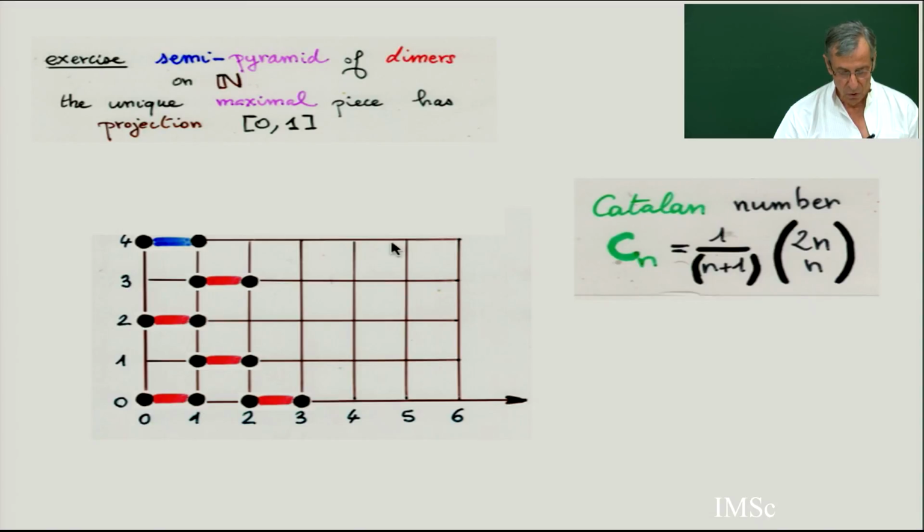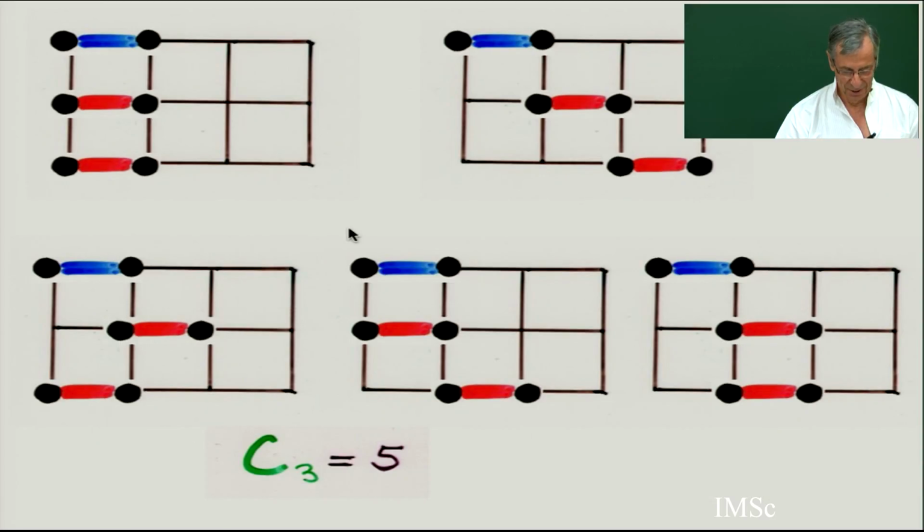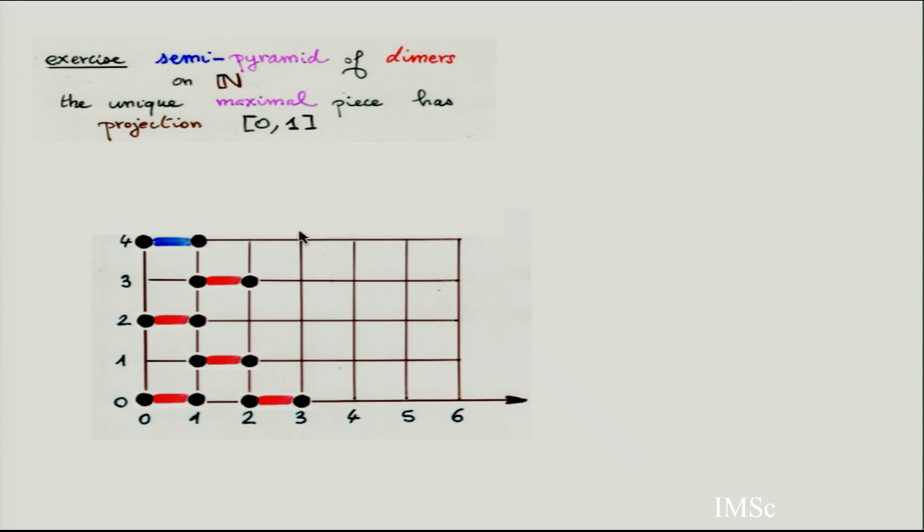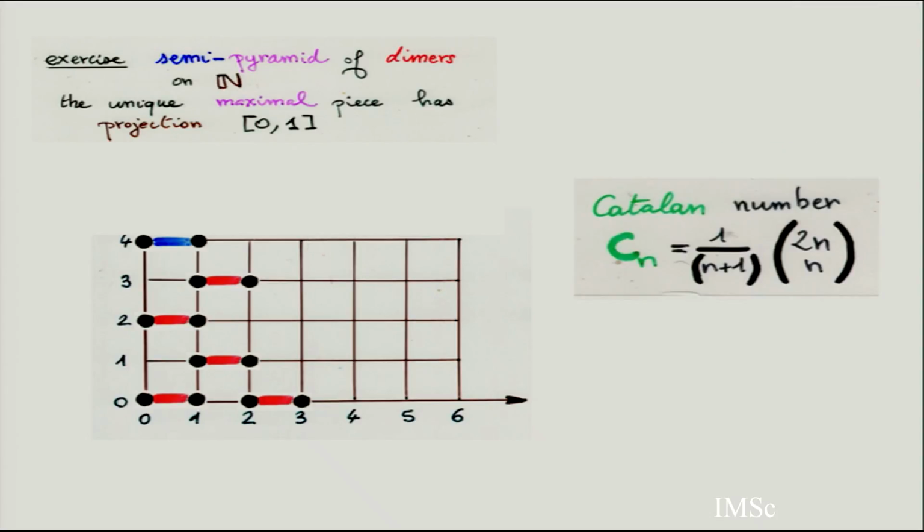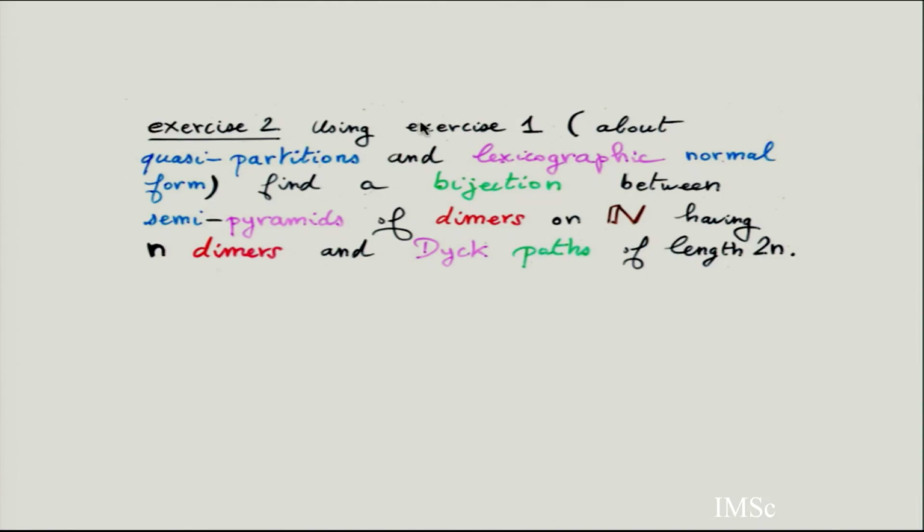And amazingly, the number of such semi-pyramids is the Catalan number. It's a famous number, we will meet the Catalan number many times, which is 1 over n plus 1 times the binomial coefficient 2n choose n. And what is n in this? The number of dimers. Yes, exercise: using exercise 1 about quasi-partitions and lexicographic normal form, this is exercise 2. Find a bijection.